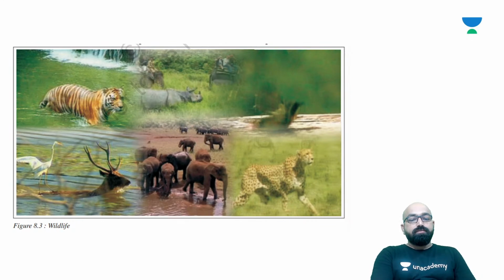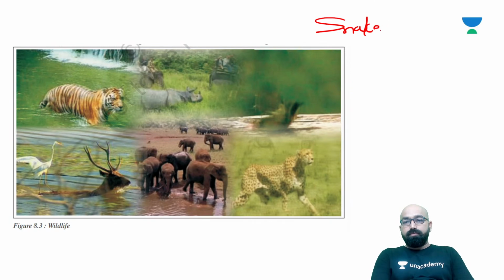Now, friends, there are several hundreds of species of snakes found in India. Cobras and kraits are important among them. Due to cutting of forests and hunting, several species of wildlife of India are declining rapidly. Many species have already become extinct.